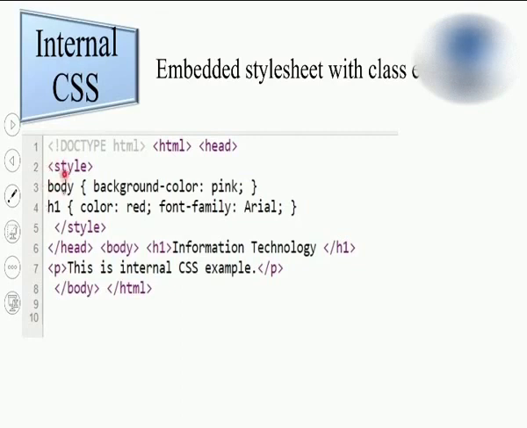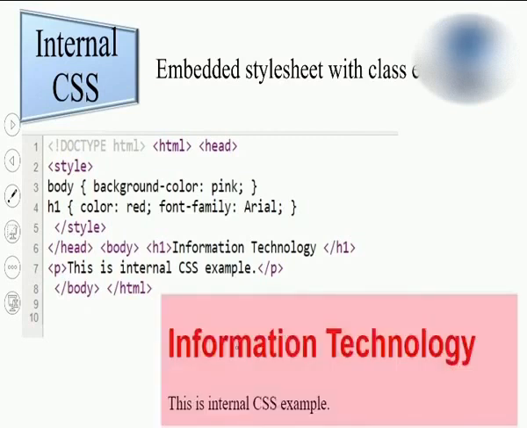So here this is the selector I have used. The tag is a selector and followed by the declaration. So let us see the output of this code, something like this. The red color because of this property and value. It's Arial font for this information technology word because of the specification of this.